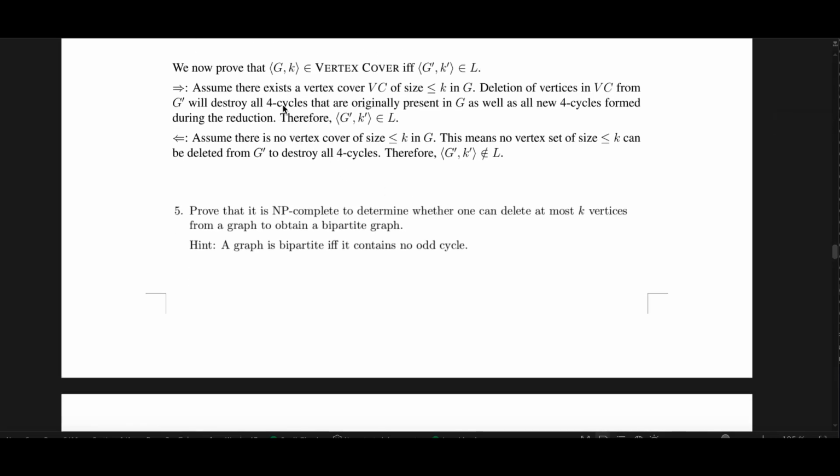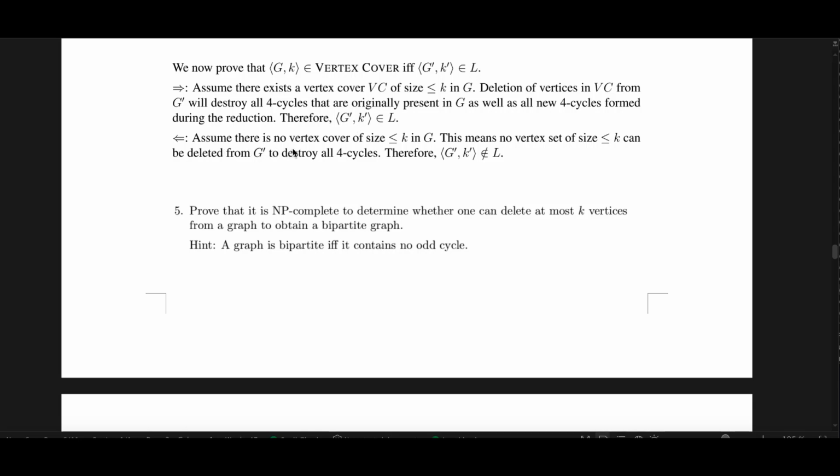Assume there exists a vertex cover VC of size no larger than k in G. Deletion of the vertices in VC from G+ will destroy all 4-cycles that were originally present in G, as well as all new 4-cycles formed during the reduction. Therefore, (G+, k+) belongs to L.